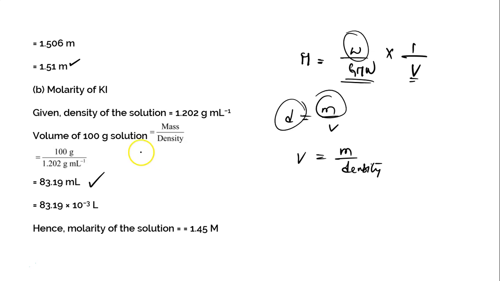83.19 milliliters. Why? Because density is given in grams per ml unit. So the volume that you derive is in milliliters. But in the formula of molarity, volume is taken in liters. So convert this into liters and use it in the formula. When you substitute the values in the formula, 20 grams of solute divided by its gram molar mass 166, into 1 by volume, and simplify, the molarity is 1.45.